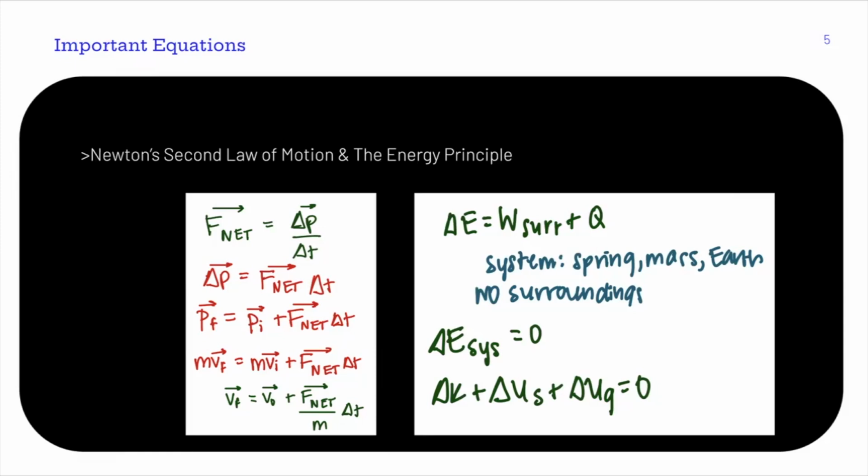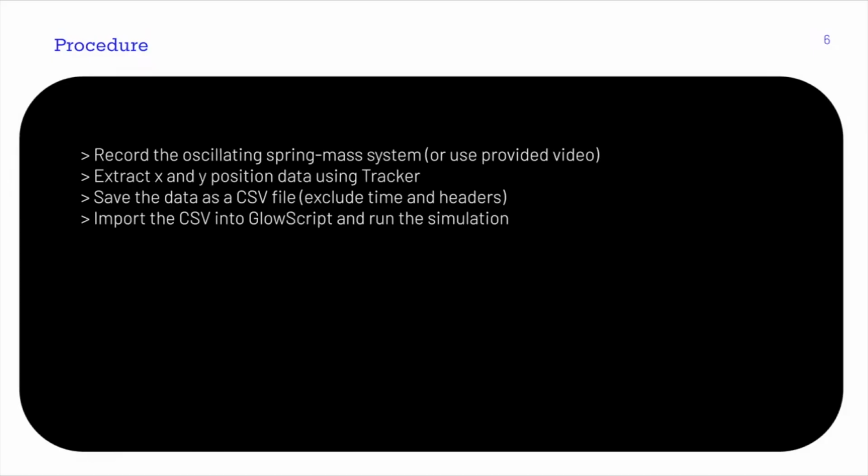We can use this in our GlowScript model to track how energy shifts as the mass moves. We check that the total energy stays constant throughout. For the procedure, we recorded the oscillating spring mass system using the provided video, extracted the X and Y position data using Tracker, and saved the data as a CSV file, taking out the time and the headers. And then we imported the CSV file into the GlowScript code that we edited, and we then ran the simulation.